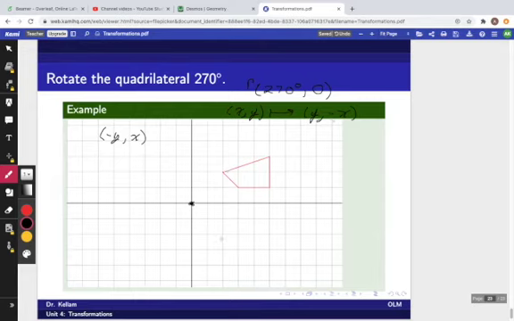So 2, 2 is 2, negative 2. 3, 1 is 1, negative 3. 5, 1 is 1, negative 5. And 5, 3 is 3, negative 5.